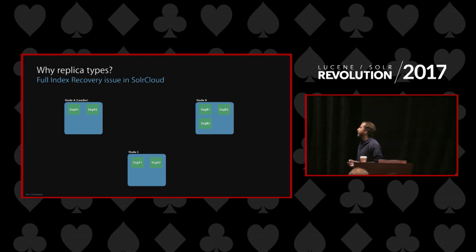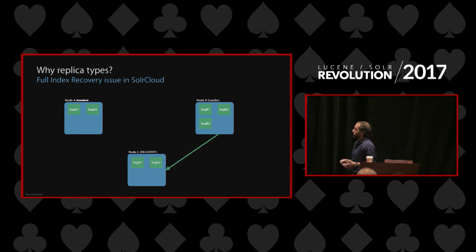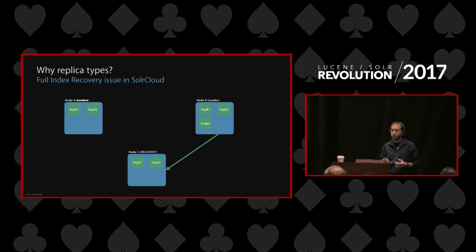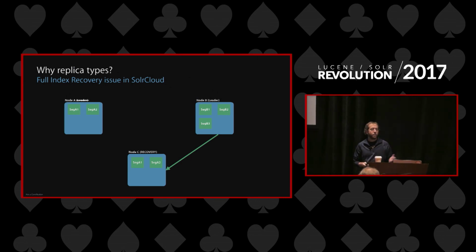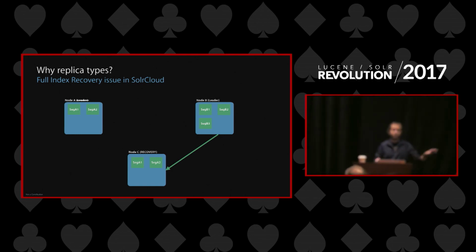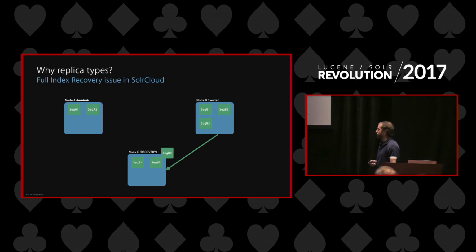Let's say time passes. Node C is not very reliable, so it goes to recovery again. And now there was a change in leadership. Now the leader is node B, okay? And node B has a completely different set of segments than node A. So if it needs to recover, node C is going to say, hey, I need to recover. Okay, which segments do you have? I have segment B1, B2, and B3. Okay, I have A1 and A2. Yeah, you don't need those. Throw those away. Download B1, B2, and B3. So it again downloads the full index, right?